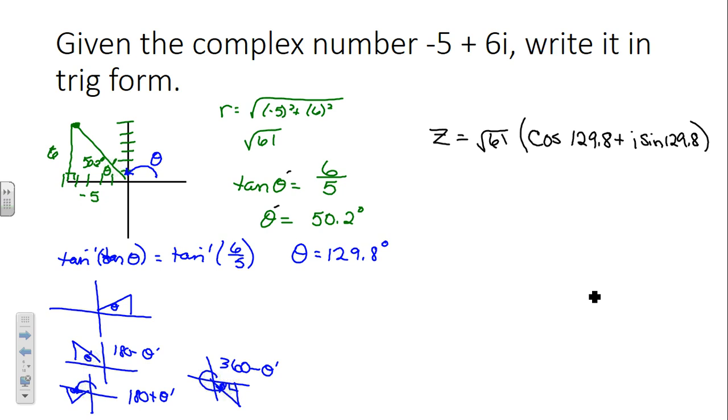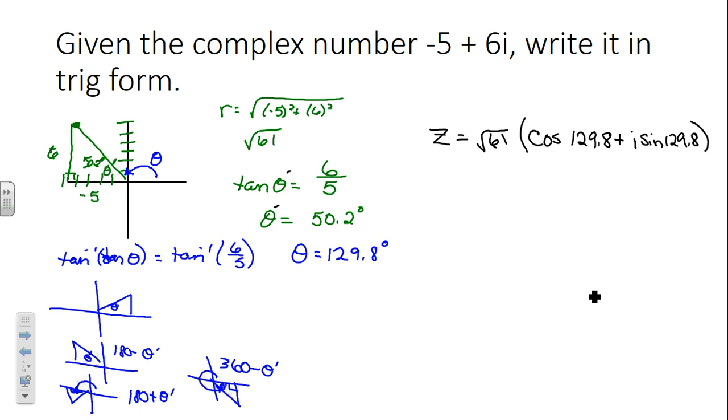Make sense? What do you think is going to happen if I take the square root of 61 times the cosine of 129.8? Try it. Yeah, we're going to get something really, really close to -5, with some rounding errors, because we stopped at one decimal point. And what happens if we take the square root of 61 times sine of 129.8? We'll get our 6. And that's the way you check to make sure you get it right.